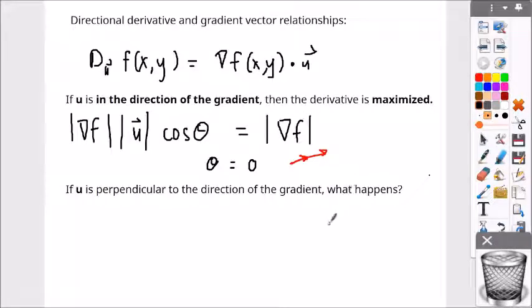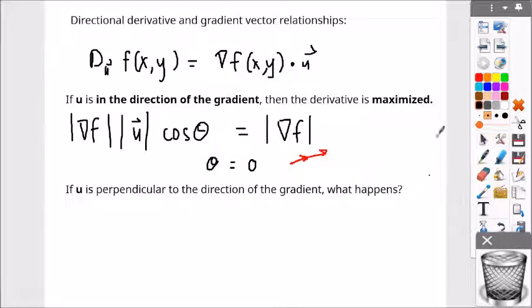So the derivative is exactly equal to the magnitude of the gradient vector, not the gradient vector. The derivative is exactly equal to the magnitude of the gradient vector if the unit vector that you used to take the direction of your derivative is in the same direction as the gradient vector. What about if they're perpendicular?